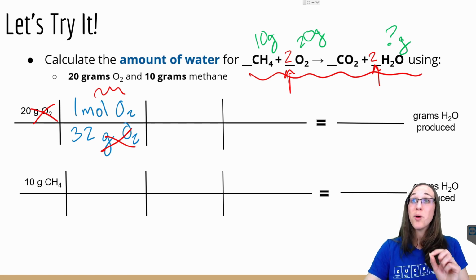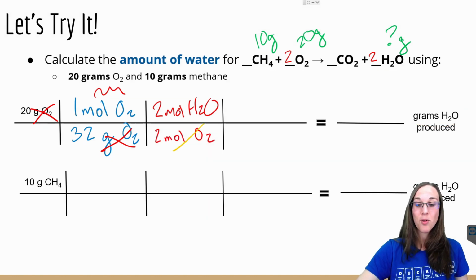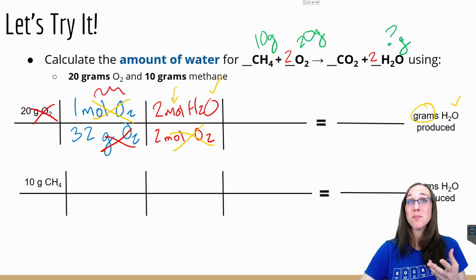The goal mole goes on top. My goal is water. So I'm going to have my 2 mole water on top and my 2 mole oxygen on bottom. We can see that my mole of O2 cancels, and I am in fact in the right chemical category, but not the right unit. I still need grams and I have moles. To get from moles to grams, I'm going to use the molar mass of water.